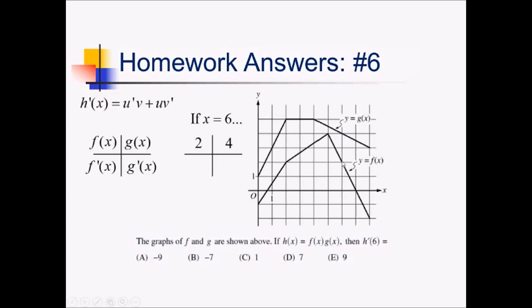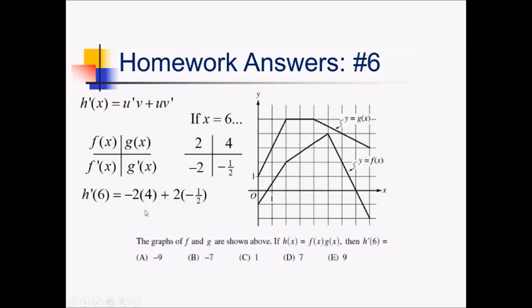On the f graph, we have a slope, an f prime value of, let's see, down 2 over 1, so negative 2. Coming up here to the g function, this slope appears to be negative 1/2 at that spot. Let's put it all together now. We've got negative 2 times 4 plus 2 times negative 1/2, or minus 2 times positive 1/2. Either way you slice it, you've got a negative going on over there.